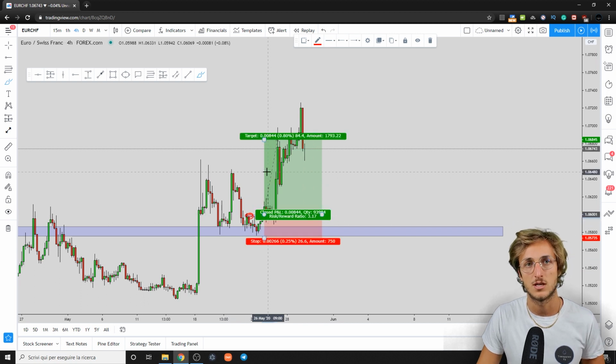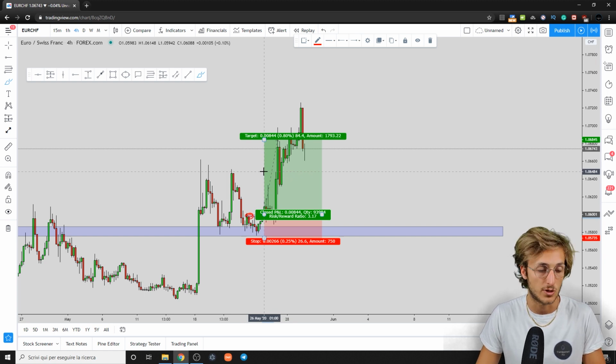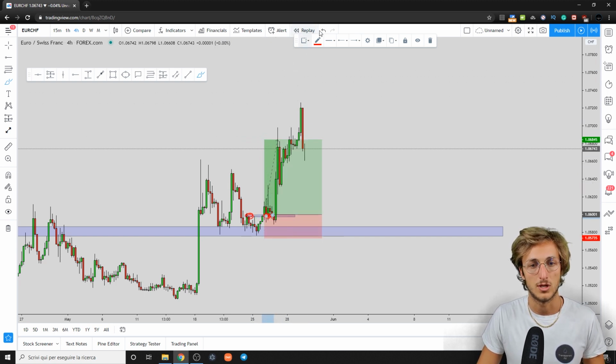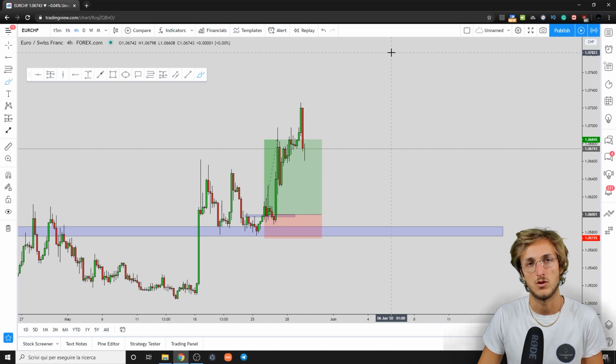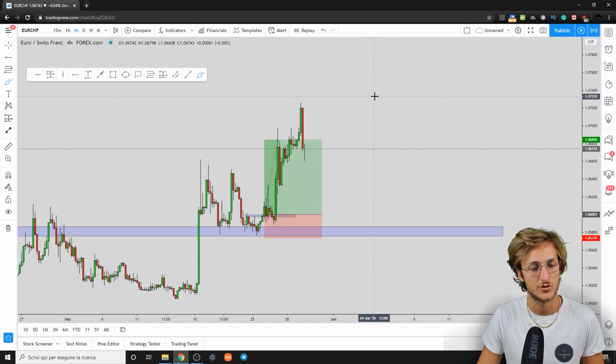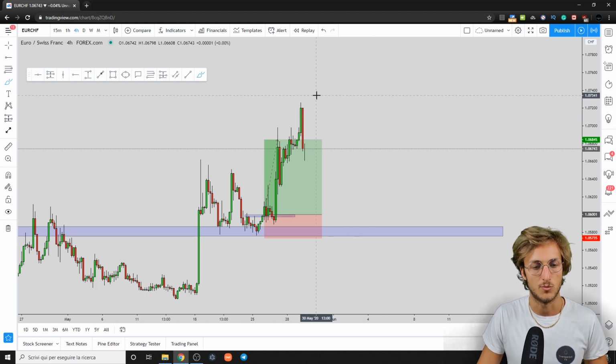Is this enough to execute a position? Obviously not. There's a lot more rules that we have to apply for this to be a valid entry for us. But this is a very key technical concept that all of you need to know. Previous resistance, turned support, structure level, which can be used for entry. Obviously, you need other rules as well. You can't just have only this as our entry rule because it won't work. But it is definitely something important that you need to know.